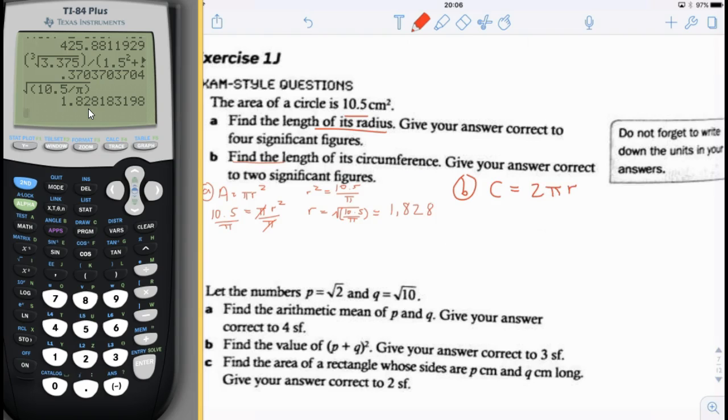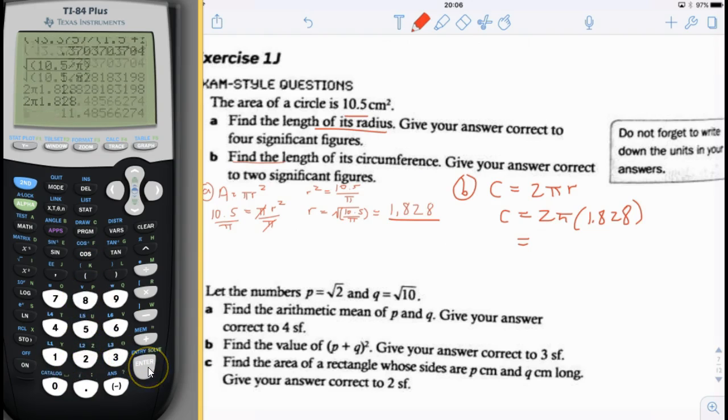Okay. We know that r is 1.828. So we're going to have circumference equals 2 pi times 1.828. And we'll multiply that out. 2 times pi times 1.828, 11 point something, and we're going to give 2 significant figures, so we just keep the 11, and the 4 is not enough to round the 11 to a 12, so we just put 11.